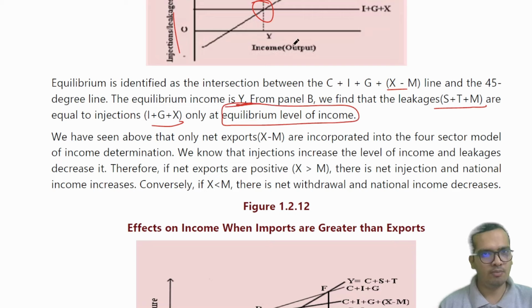I just marked earlier. We have seen from the above that only net exports, X minus M, are incorporated into four sector models of income determination. We know that injection increases the level of income and leakages decrease it. Therefore, if net exports are positive, that is, exports are greater than imports, then there is a net injection and national income will increase. Conversely, if X is less than M, then there is a net withdrawal and national income will decrease.